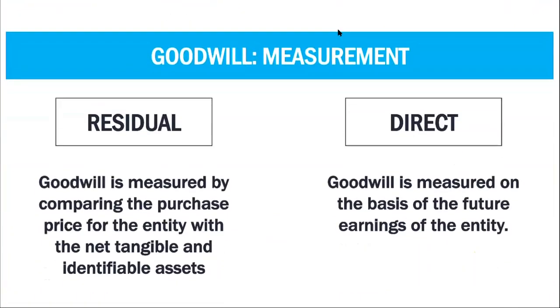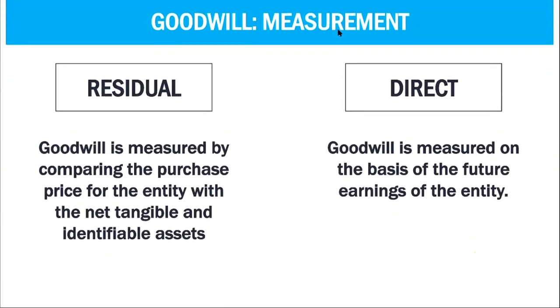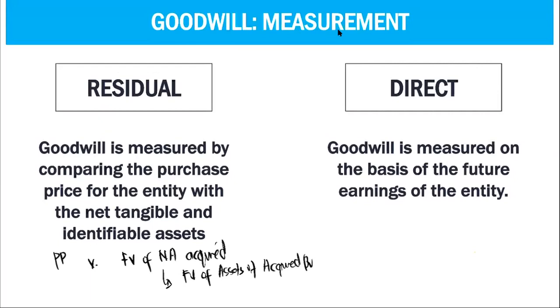So how do we initially measure? The measurement is your residual and your direct. So under residual, goodwill is measured by comparing the purchase price of the entity with the net tangible and identifiable assets. Normally, you compare the purchase price versus the fair value of net assets acquired. Sir, what is this fair value of net assets acquired? That is the fair value of assets of the acquired business less the fair value of liability of the acquired business.